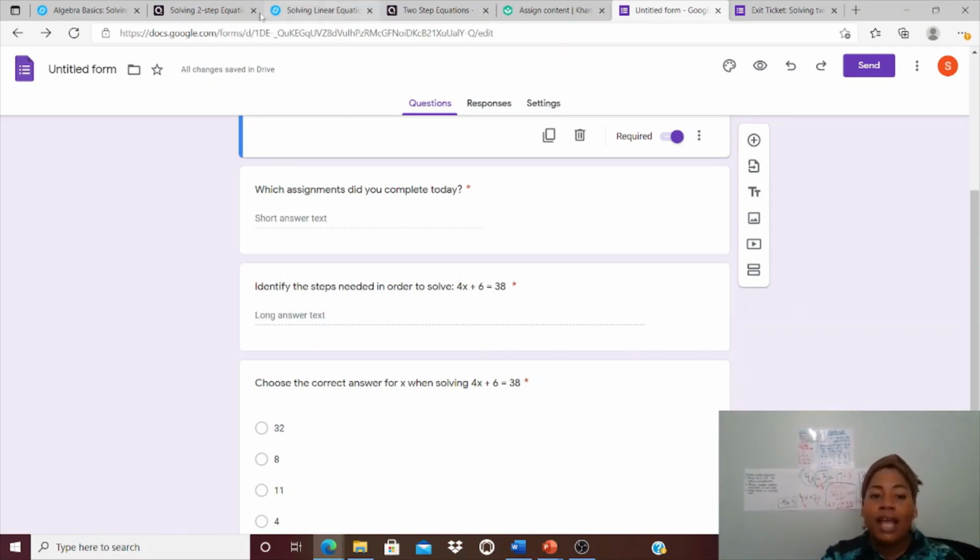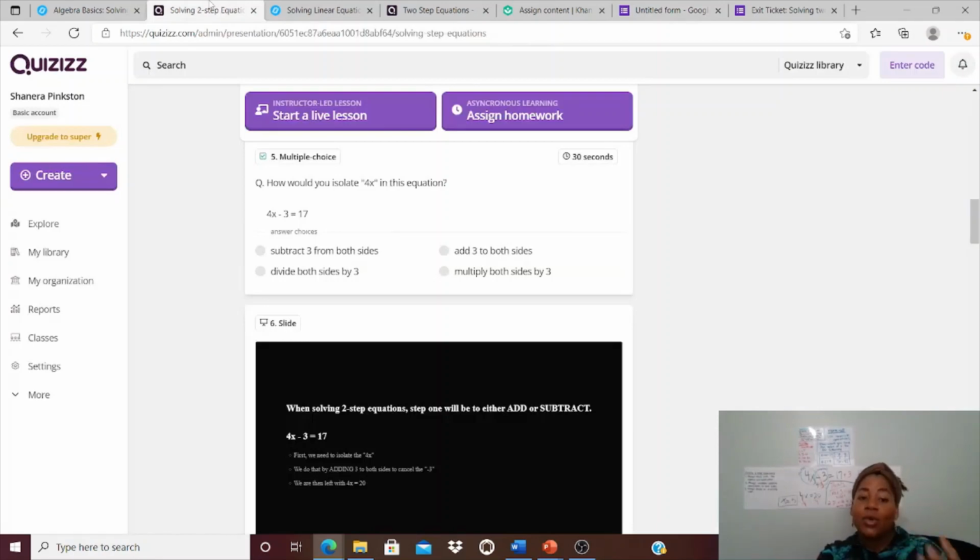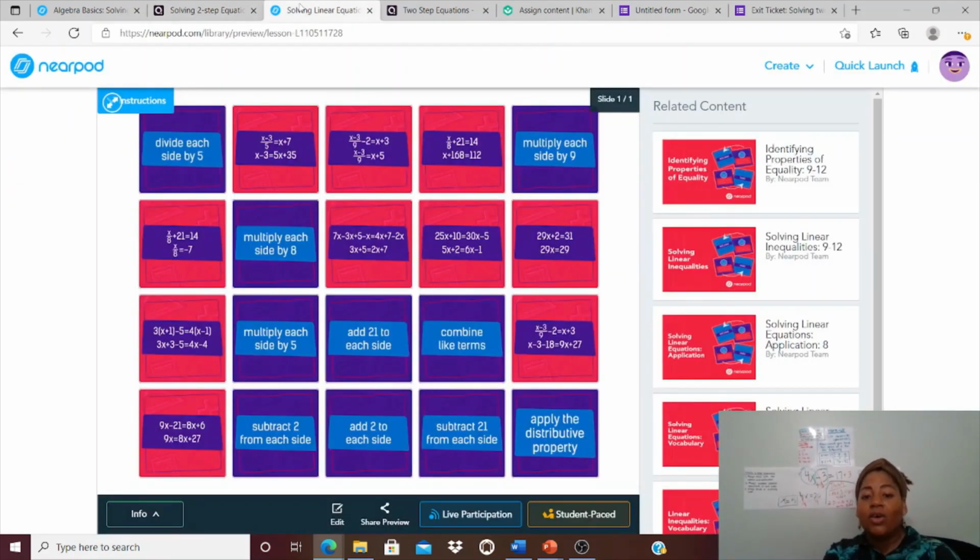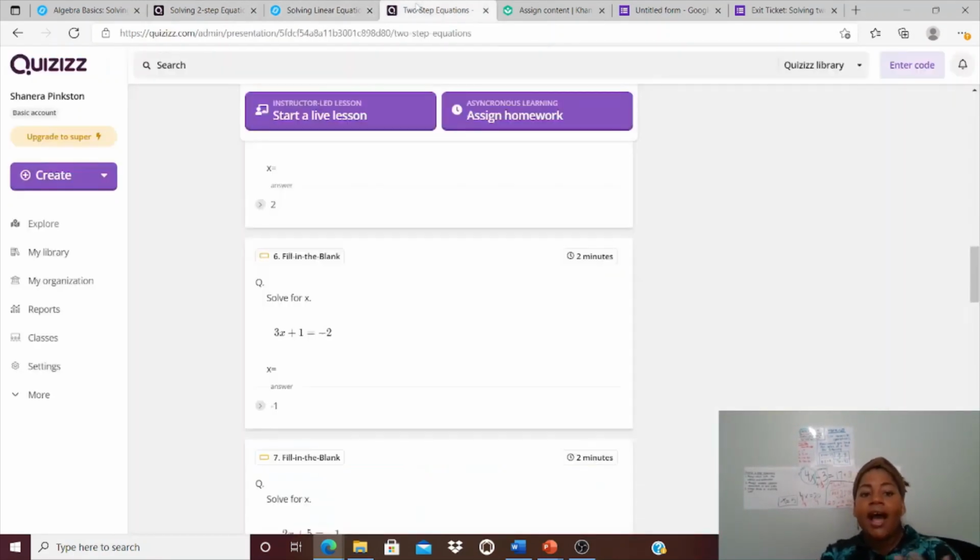For all of these activities, as they are working, I can see who's logged in. I can see what they're actually answering. I can see all of that. So as they are working, if I see any mistakes that they are making, I can jump into that breakout room and talk to those students, give them a little refresher, those sorts of things.